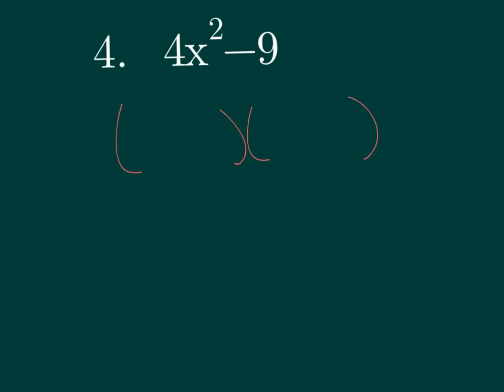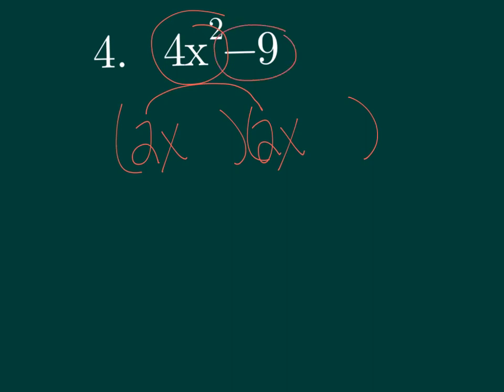Now remember, this times this gives me 4x squared. When they're perfect squares, you need to split them up. So it's 2x and 2x, which gives me 4x squared. And then the negative 9: how I split it up is, what times itself equals 9? Well, it's a negative 3 and a positive 3. And that's my answer. So they're a little different.